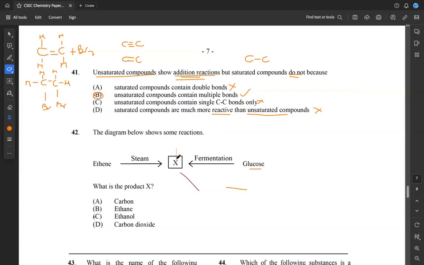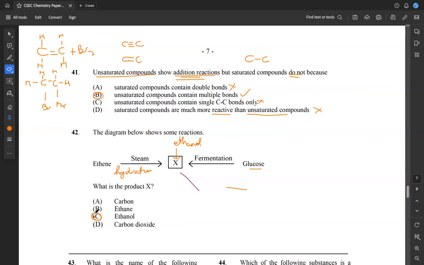So first of all, let us say, what do we get from the fermentation of glucose? We're gonna get ethanol, right? That's how we form ethanol. That's one way of forming ethanol, is through the fermentation of glucose. So we're going this way. And then when we have ethene with steam, we can also get ethanol as well. And what we're doing in this particular reaction is a hydration reaction, right? So this is a hydration step, and that's another way of producing X. So X in this case will be ethanol, right? So ethanol is our answer. So C is our answer for 42.